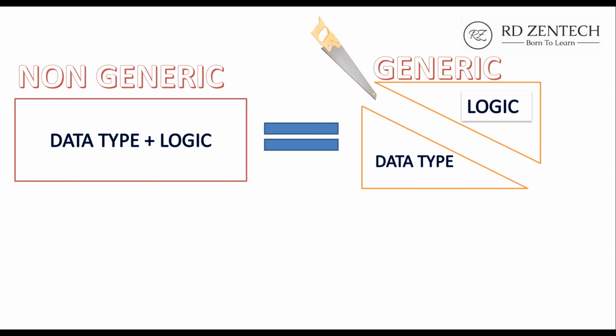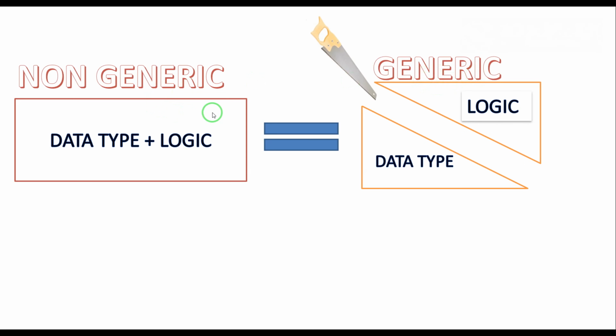Let's understand generic and non-generic code. In non-generic code, data type and logic both are tightly coupled, as you can see here. But when we're writing the generic code, we focus only on the logic and not on the data type. When we separate the data type from the logic, then it becomes the generic code.